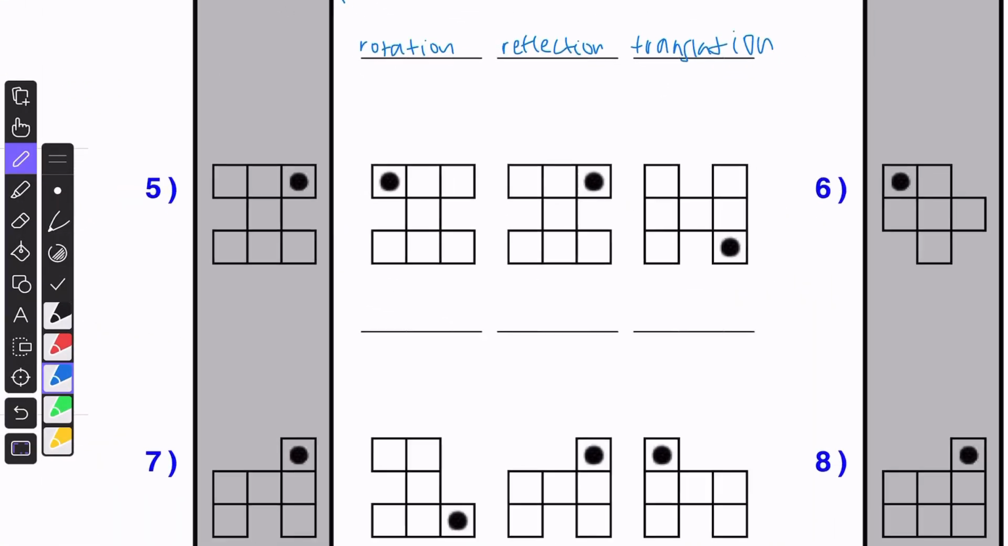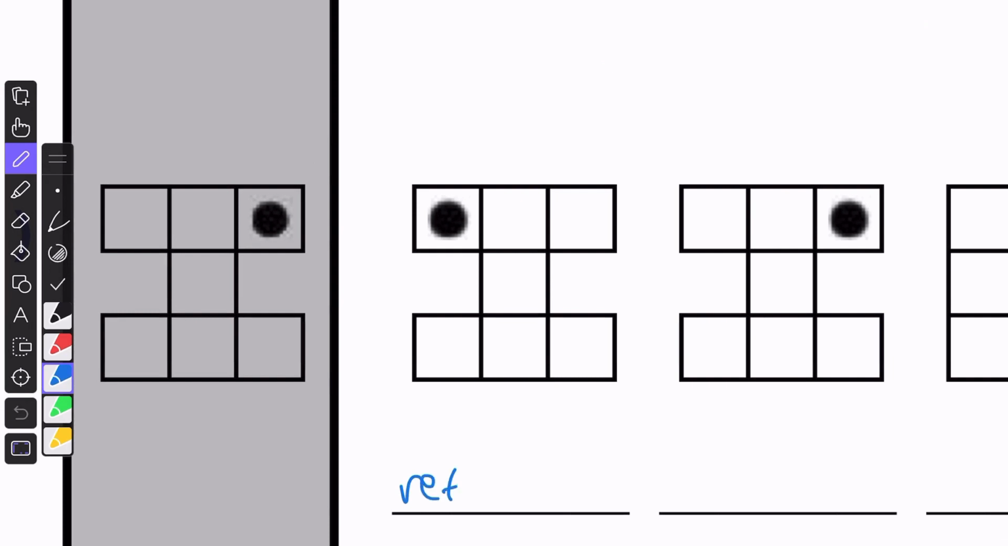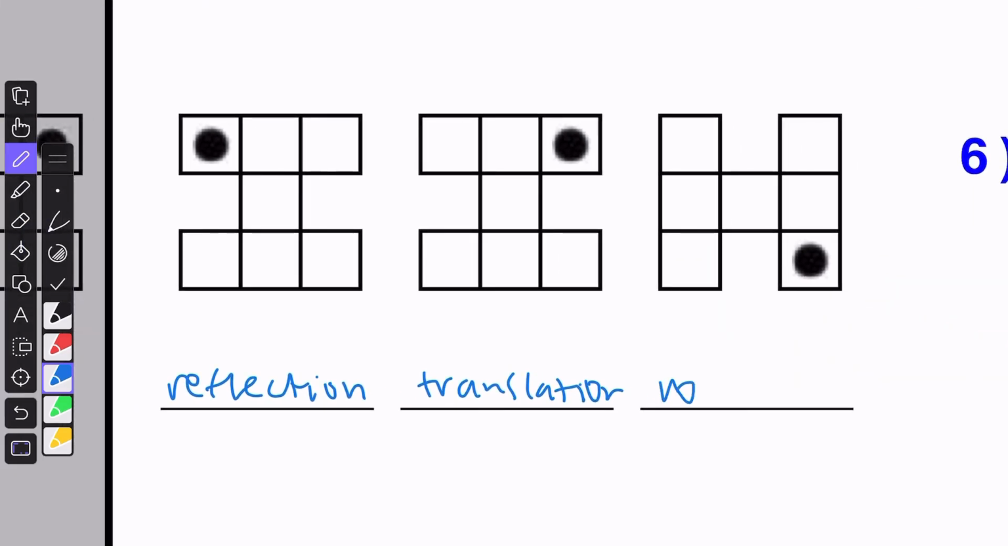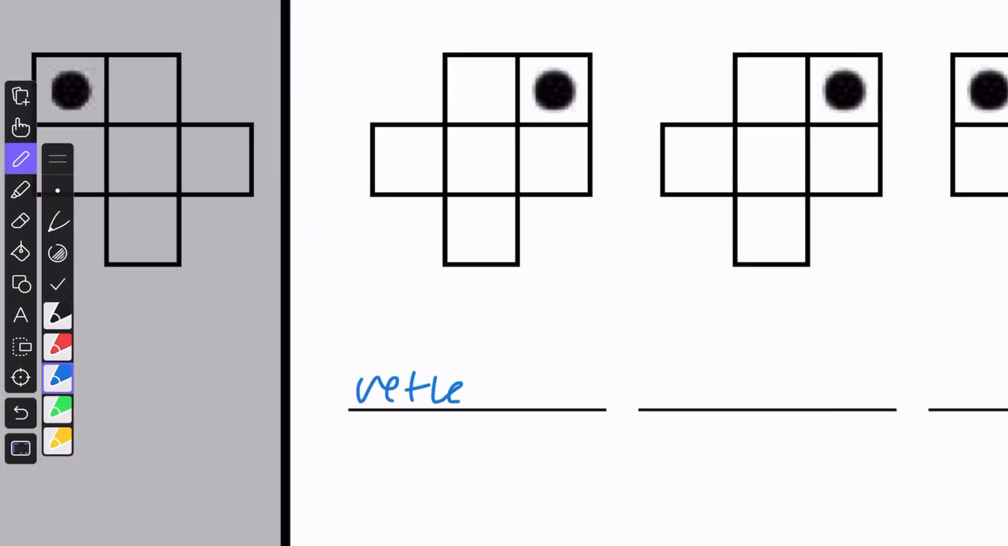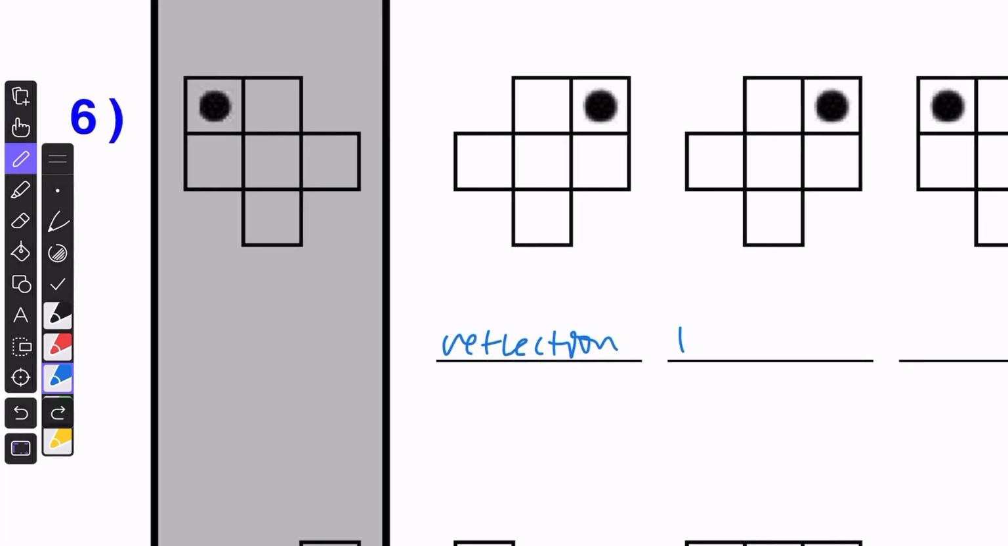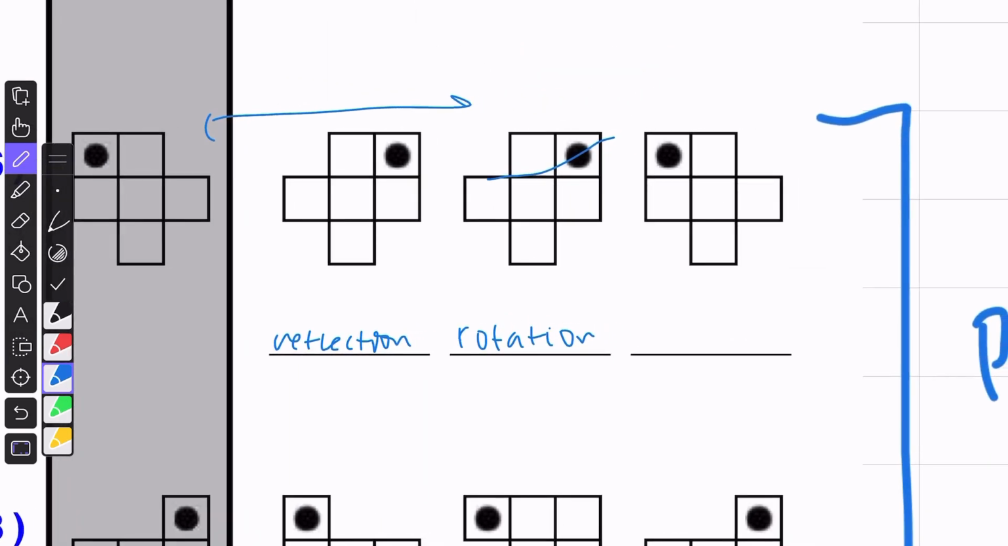Okay, so you guys should be done. This one is reflection, translation, and then rotation. Here is reflection. This one could be rotation. These ones are kind of the same because if you rotate it in a specific way, you could still get the same image as if you reflect it. And this one must be translation because nothing has changed.